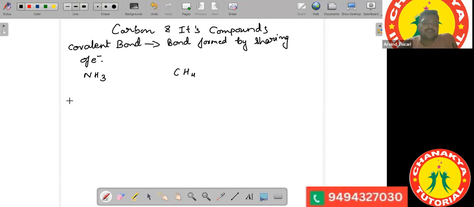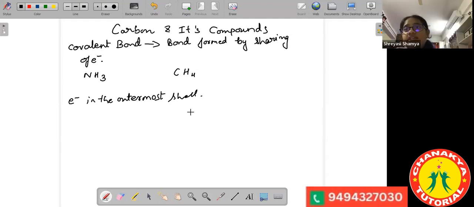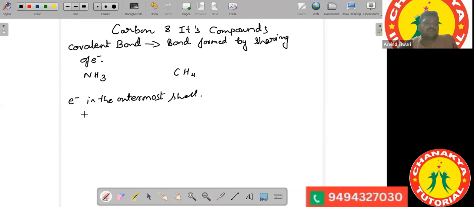To show the structure, we represent the electrons in the outermost shell only. Each electron is represented with a dot. Dot or cross, for different atoms. So that is why this structure is also called the electron dot structure.